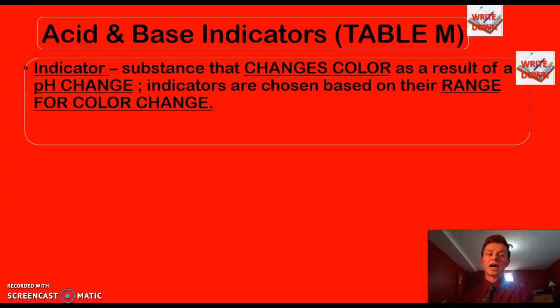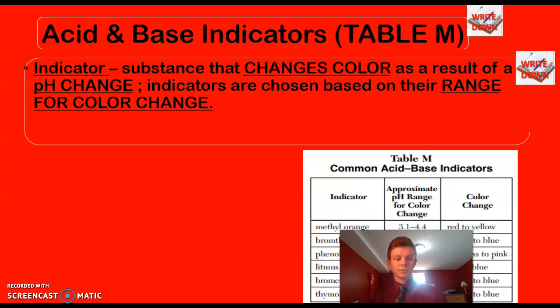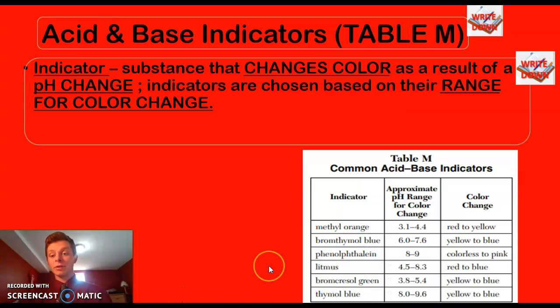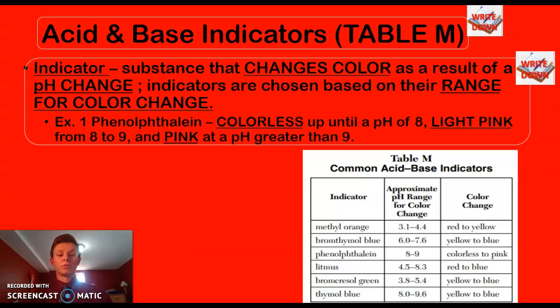Indicators are chosen based on their range for color change. If you're looking at Table M, it shows you a couple of the most common indicators. The approximate pH range for color change is where the color will change from the color on the left to the color on the right. I'm going to really explain Table M coming up, but real quick, I wanted to show you an example.